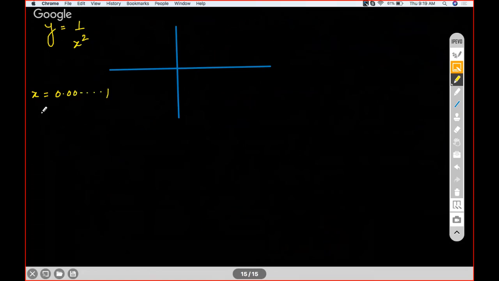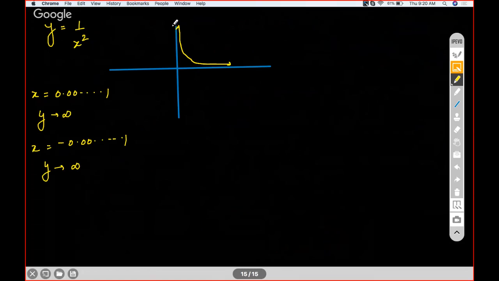Next is functions of this type, 1 by x squared. Again, the story is the same, but in this case, a slight difference would be when you're very close to 0, let's say on the positive side of 0, y will become infinitely big. And so would be the case when you're left of 0. So again, y will become infinitely big. That means the graph will come from infinity and go like this on both sides of the graph.